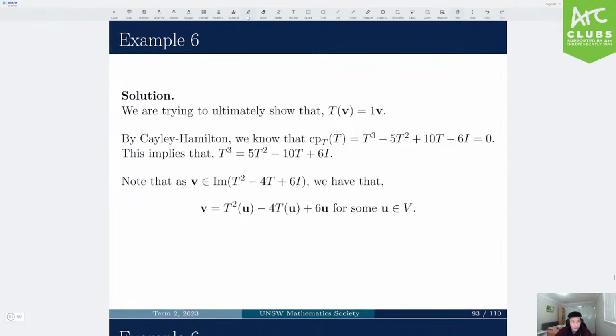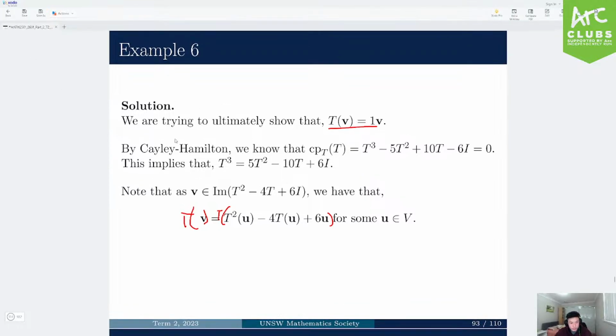And notice that we are trying to prove that T of v is equal to 1 times v. So what this tells you is that we just want to apply T to both sides and see what happens. Sorry for the crammed writing here, but we want to apply T to both sides and do some manipulation there. So we have T of v is going to be T cubed of u minus T squared of u plus 6T of u. And notice that T cubed means we apply T 3 times, and T squared means that we apply T 2 times.